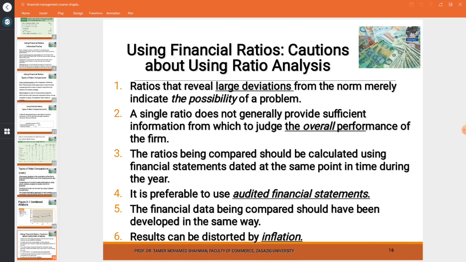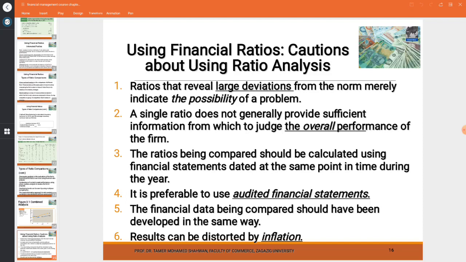Number two, depending only on a single ratio doesn't provide sufficient information in general. Therefore, when you would like to assess the financial performance of a specific firm, you must depend on multiple financial ratios rather than on a single ratio.